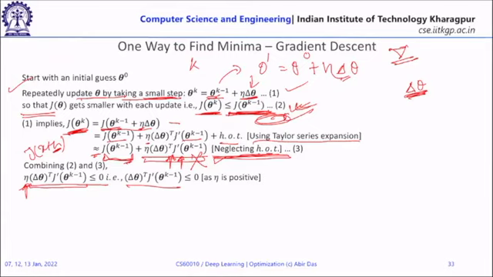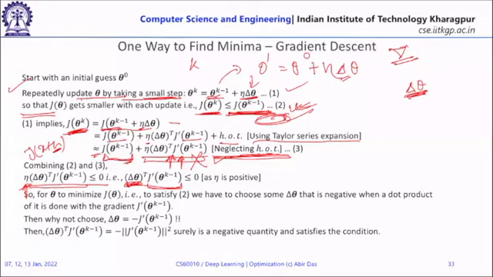Now tell me this: what can be a good delta theta that will always make sure that when it is inner producted with this, j prime theta k minus 1, it will always be negative? What can be a good delta theta? Can anybody tell? Minus j dash theta k minus 1. Yes, exactly. That's a very good choice. So for theta to minimize j theta, that is to satisfy 2, we have to choose some delta theta that is negative when a dot product of it is done with the gradient.